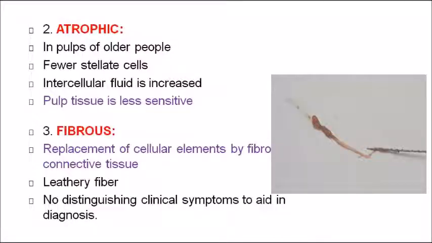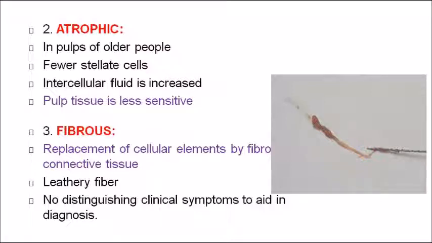Atrophic degeneration. In the pulp of older people it is seen, fewer stellate cells will be there, intercellular fluid is increased, and the most important point you should remember is pulp tissue is less sensitive. So the pulp tissue becomes atrophic, whereas this will become less sensitive.